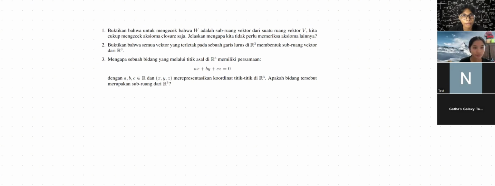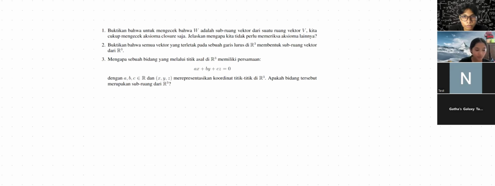We will start with the first question here. The question asks us to prove that, in order to check that W is a subspace of a vector space, we only need to check the closure axioms. We also need to explain why we don't need to check the other axioms.